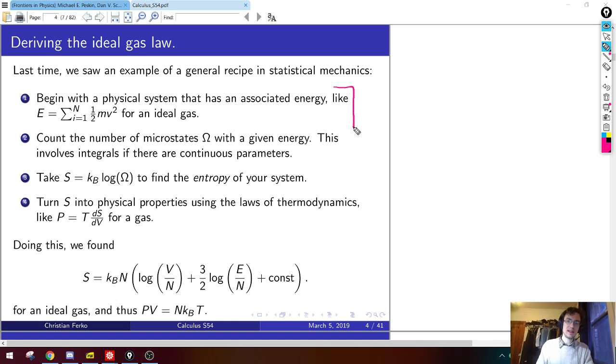You start with any physical system that has some energy, some way of describing the energy. So for instance, if you have an ideal gas of particles in a box, the total energy is simply the sum of the 1/2 mv squared for all of the little gas particles. Okay, fine. Then you simply say, okay, fix a particular energy E, and now count the number of microstates, the number of configurations of the system that have the same physical energy.